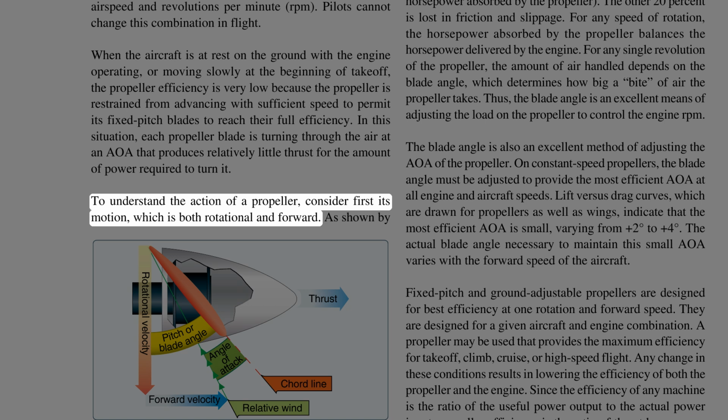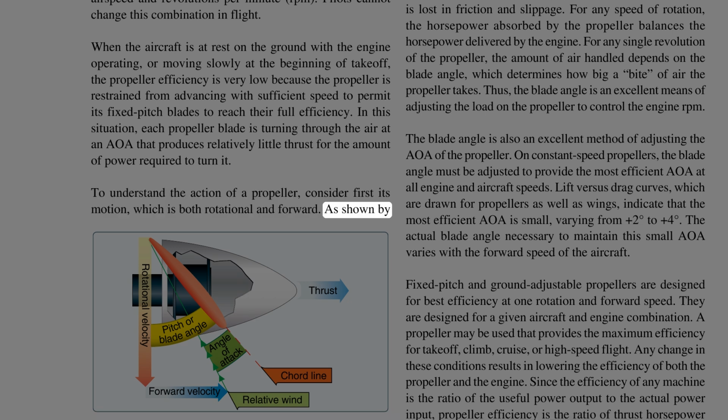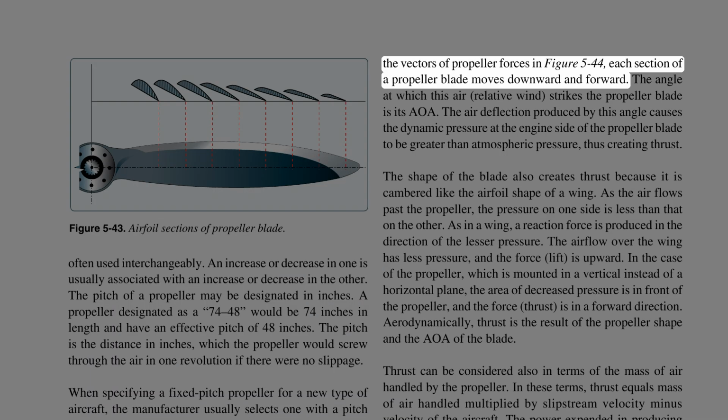To understand the action of a propeller, consider first its motion, which is both rotational and forward. As shown by the vectors of propeller forces in Figure 5-44, each section of a propeller blade moves downward and forward.